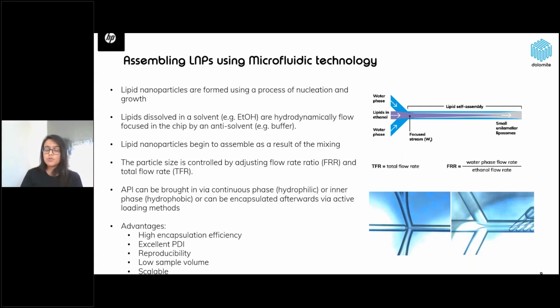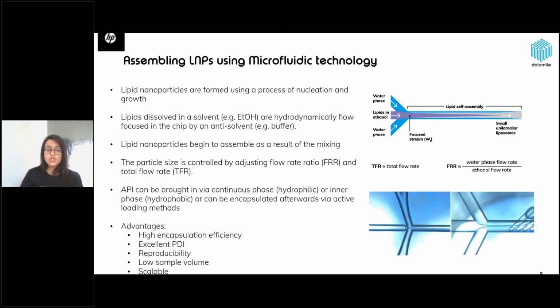It's reproducible, so every time you run the same experiment using the same flow parameters, you can rest assured that your fluids are undergoing the same process. So hence it has really high reproducibility between different runs.